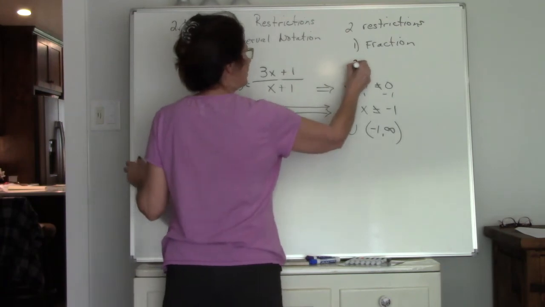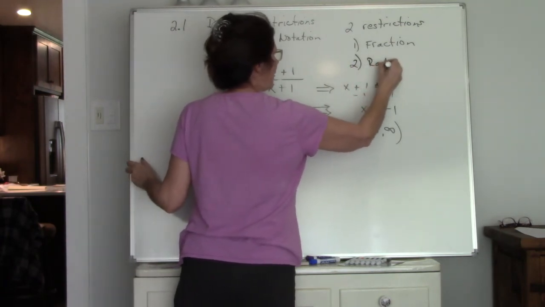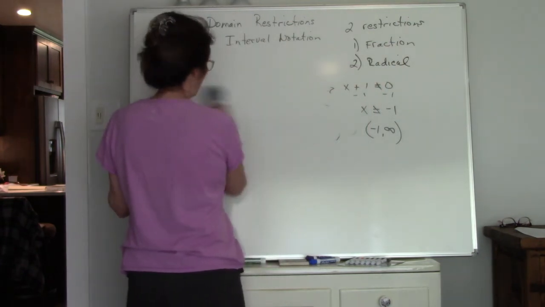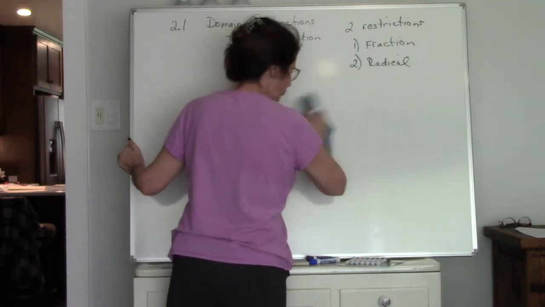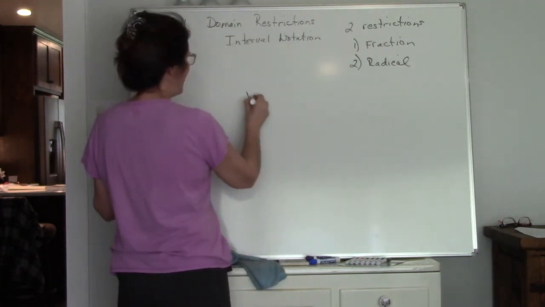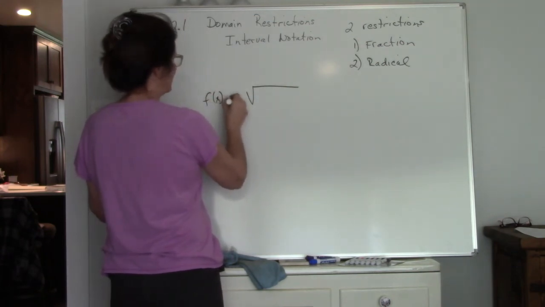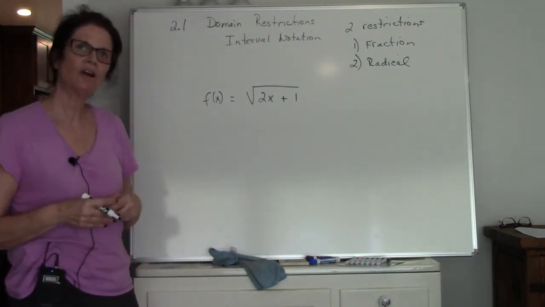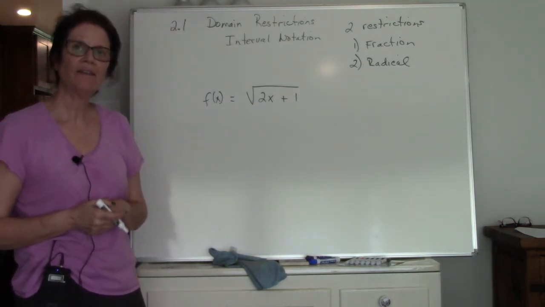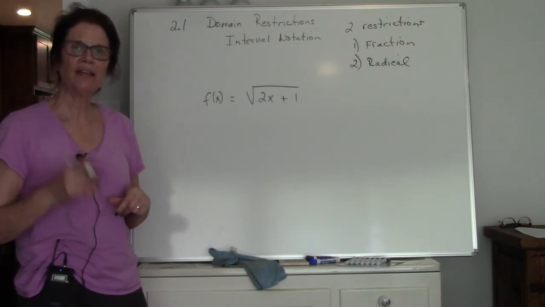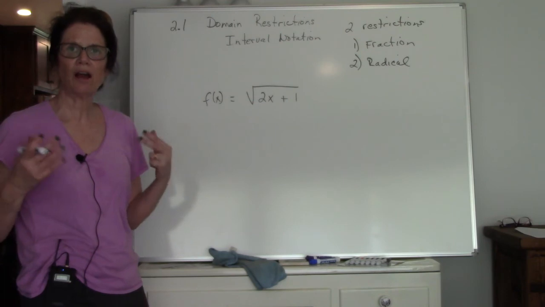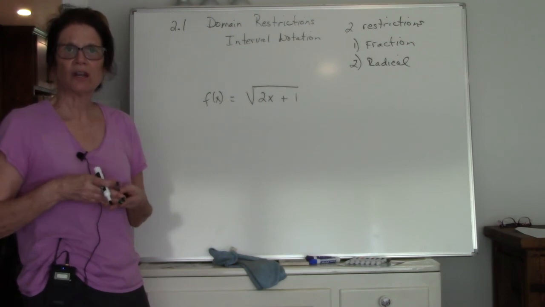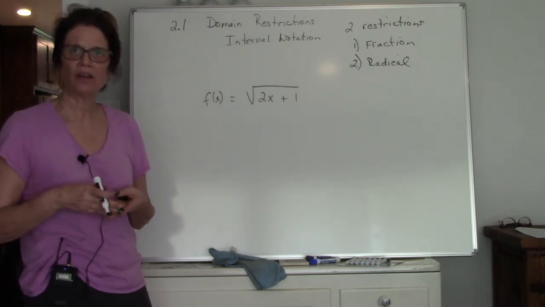The second restriction is when you have a radical. A radical means a square root, cube root, fourth root, something like that. So if I had the function f of x equals the square root of 2x plus 1, a radical also causes problems. You cannot have a negative underneath a radical. If we have a negative underneath the radical, we're working in the complex number system instead of the real number system. So we set the domain restriction that you cannot have a negative underneath your radical.